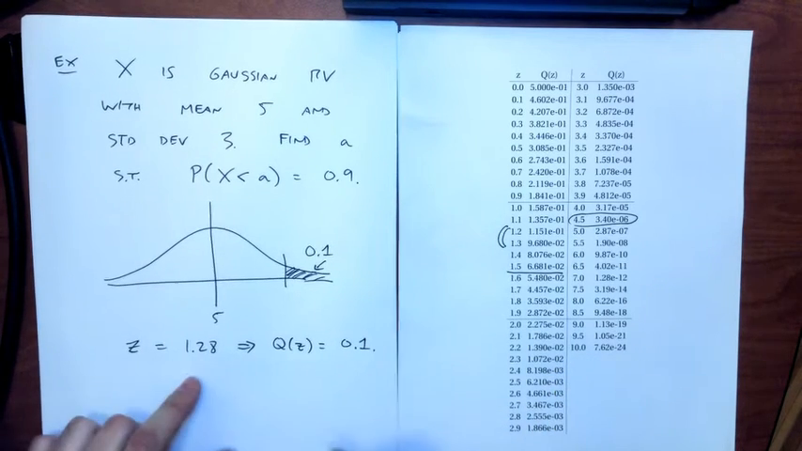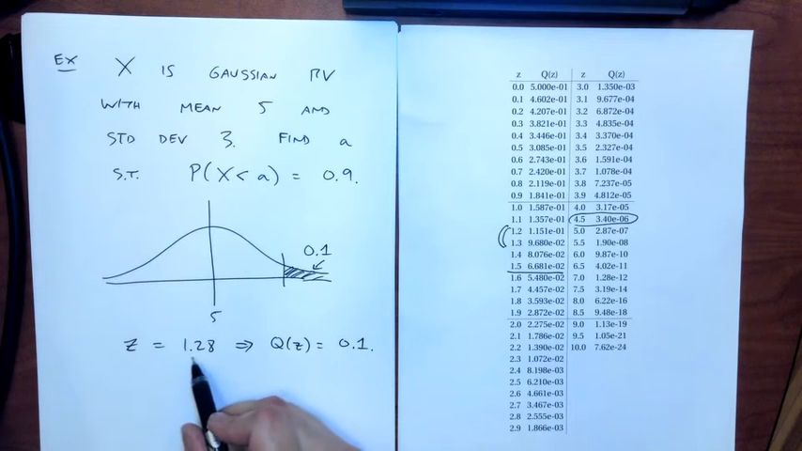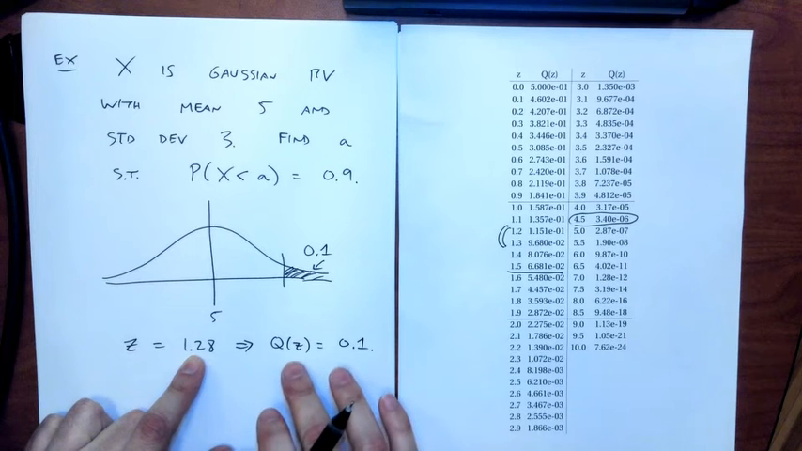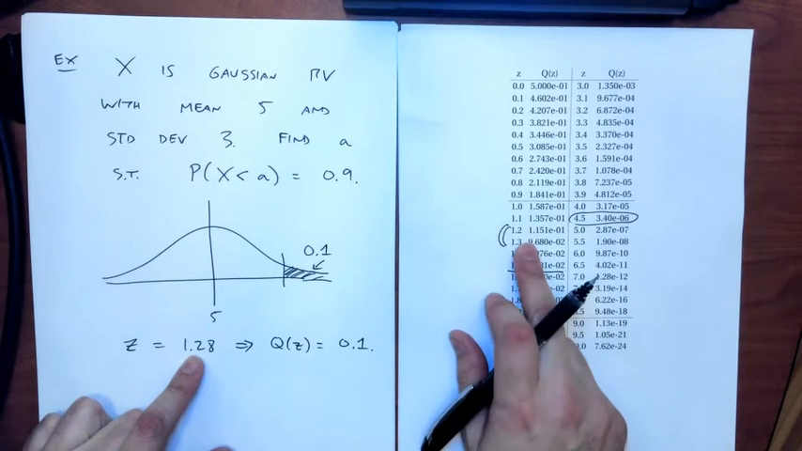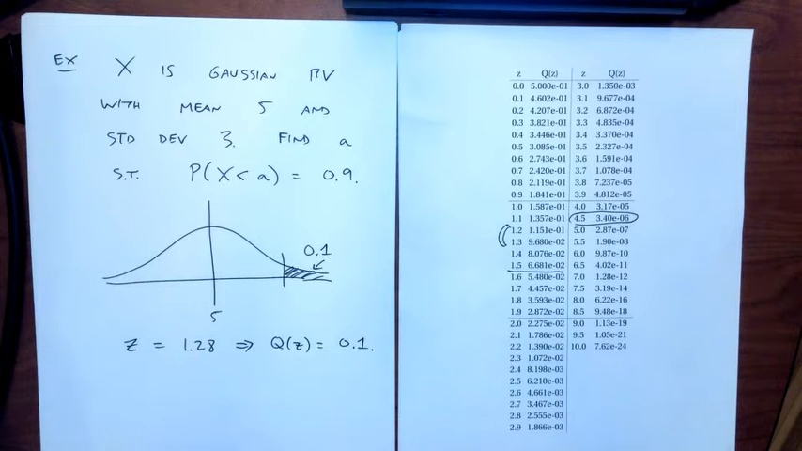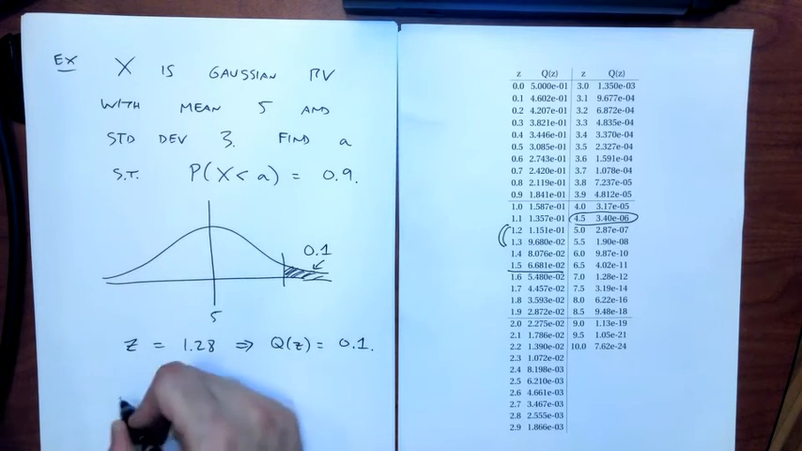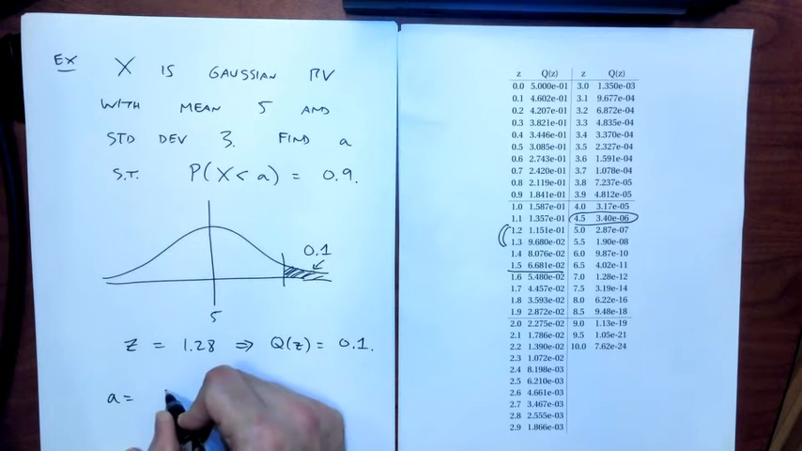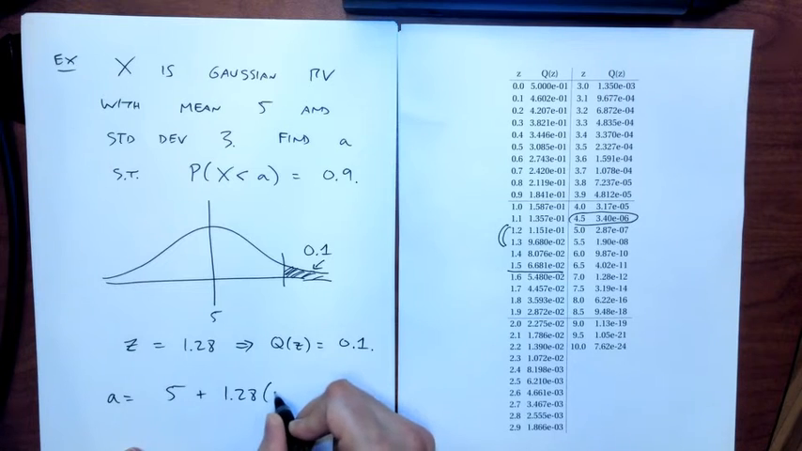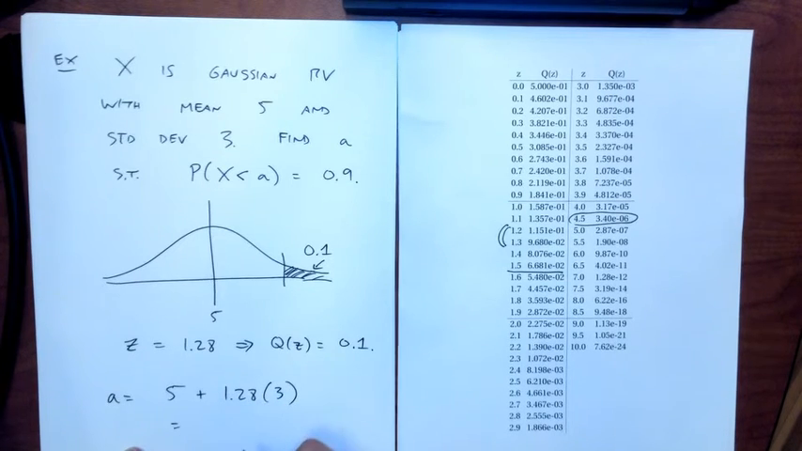Right? So what I was saying was that I found out that if I had a z value of 1.28, the corresponding number in this table would be exactly that 1/10 that I'm looking for. So that tells me I need to be 1.28 standard deviations away from 5. So my answer for A is 5 plus 1.28 times 3 standard deviations, which is 8.84.